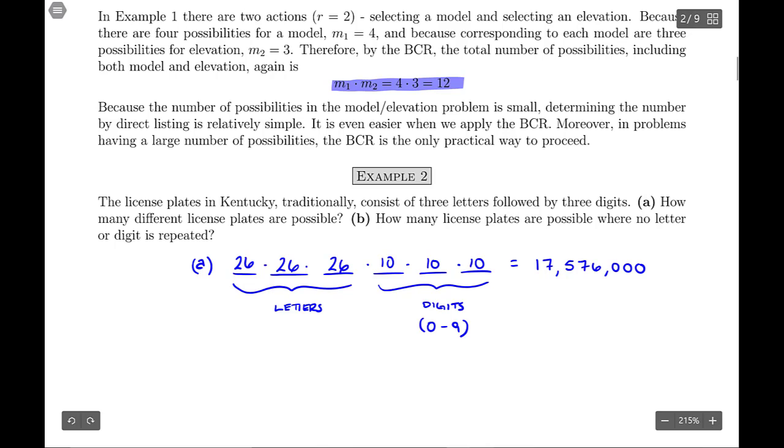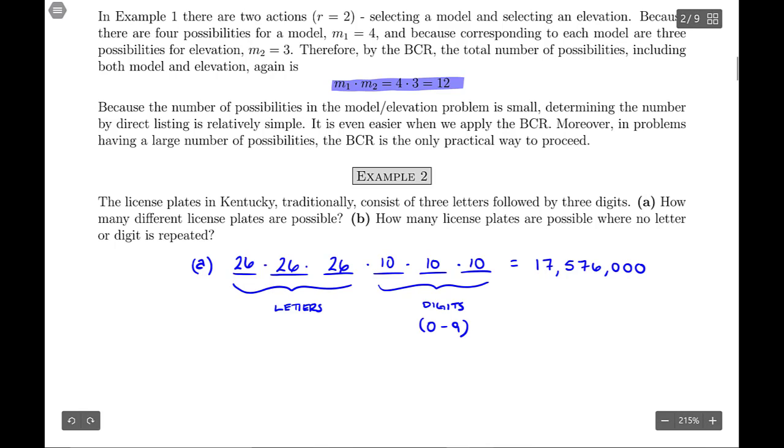17,576,000. So considering that we can have repeated digits or repeated letters, there are 17,576,000 possible unique license plates that you could have in the state of Kentucky. This is a perfect example where you do not want to have a tree diagram, because you'd have 26, and then with that 26, you'd have 26 coming off of that, and then 26 coming off of that, and then 10, 10, and 10. And that's going to be 17,576,000 branches at the very end.